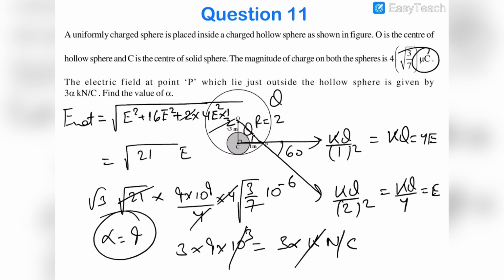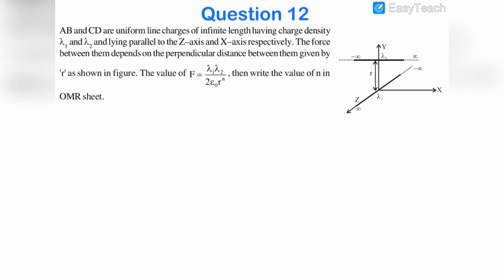Now let's move on to the next question. In this question, you can see that there are two wires. One wire is along a line which is parallel to x-axis, and the other wire is along a line which is parallel to z-axis. These two wires are infinitely long wires, and they are given a charge density of lambda 1 and lambda 2. Now we have to find out the value of n, where F is the force acting between these two wires.